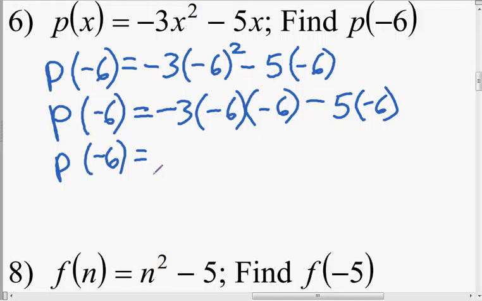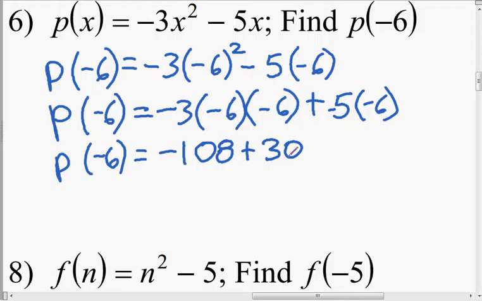3 times 36 is 90 plus 18. 3 times 30 is 90. 3 times 6 is 18. I add them together, I get 108. So I have negative 108. And then I have 5 times negative 6. I can think of that as plus negative 5 times negative 6. Negative times a negative is a positive. So I add 30.